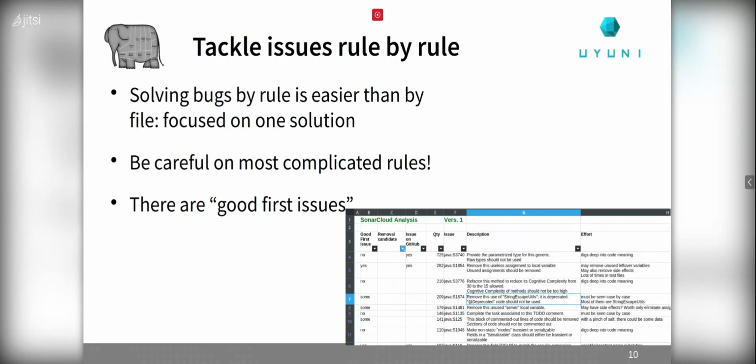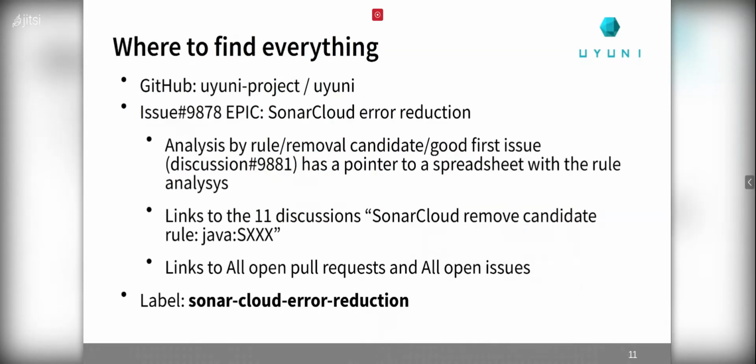For this reason, I made an analysis, and this analysis resulted in a spreadsheet. The spreadsheet indicates the issue number, a short description, the quantity of issues in our code base, and whether it's a good first issue or not. And it's, of course, available to the community to see.